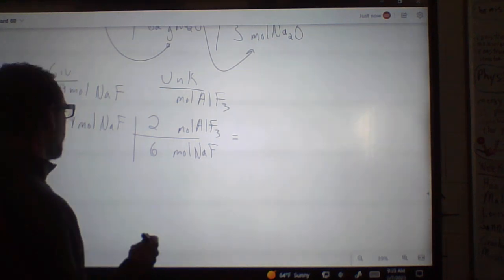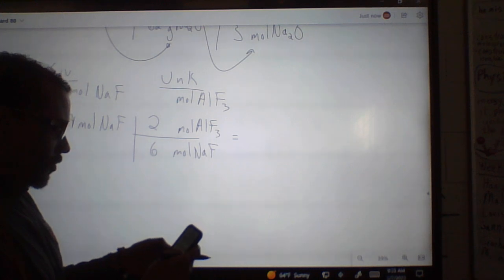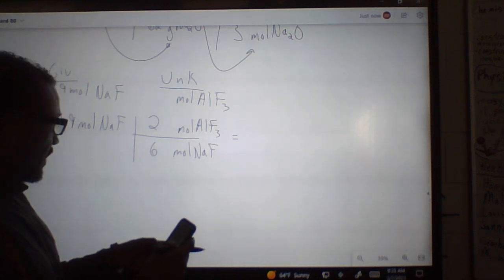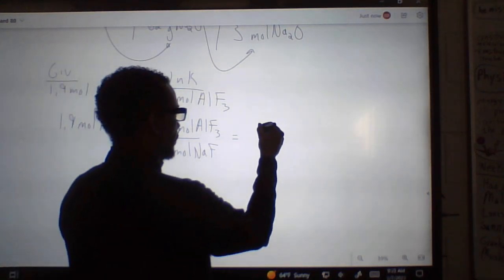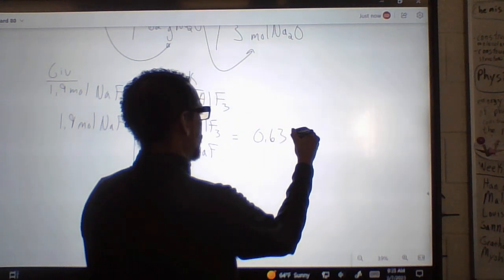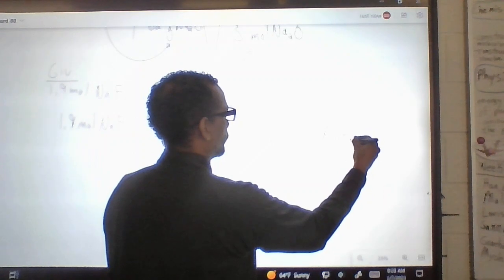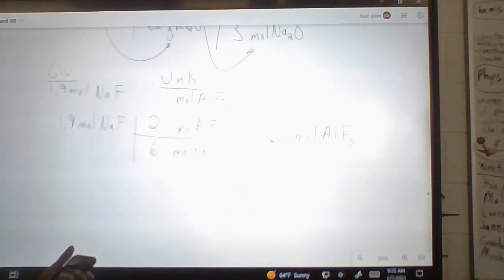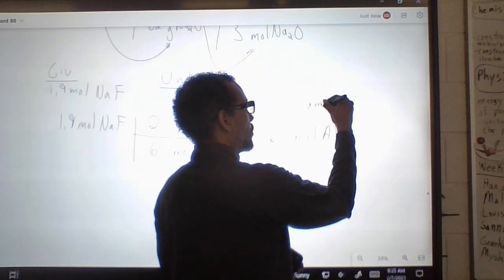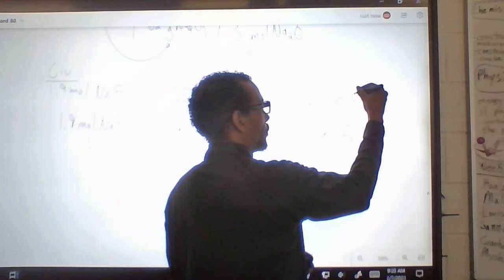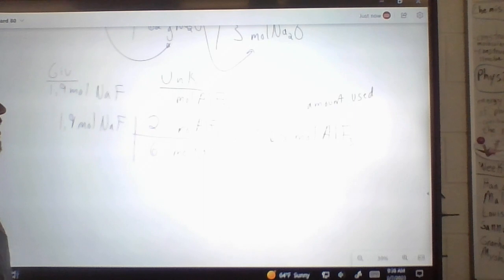All right, so now we have 1.9, 3, 0.63 mole AlF3. Okay, so this is how much that we're going to be using. So I just determined the amount that was used in the equation, and then I'm just going to subtract that from the amount that was given.